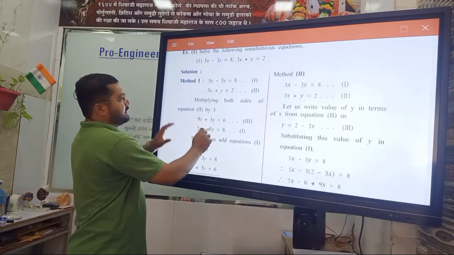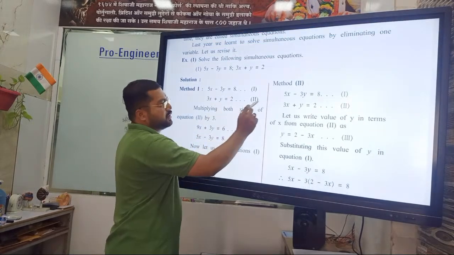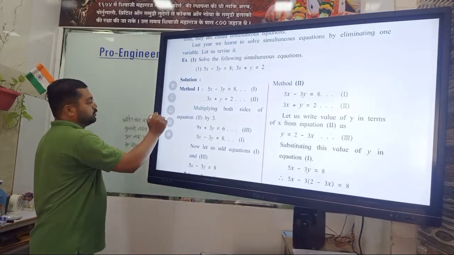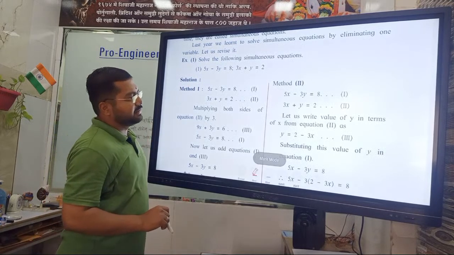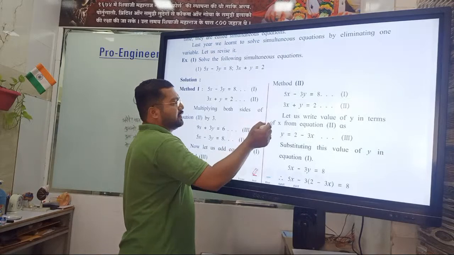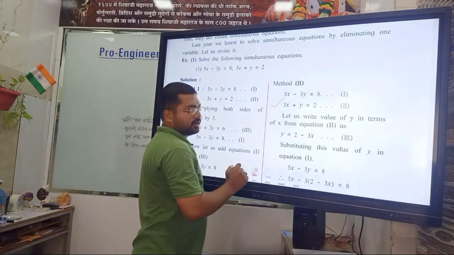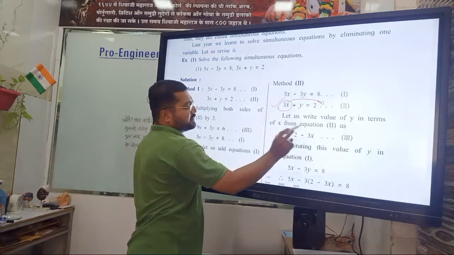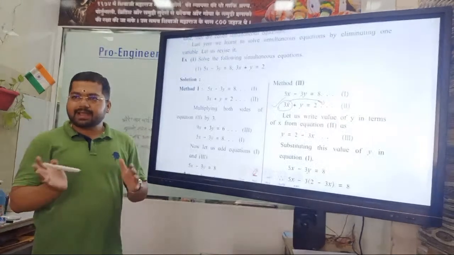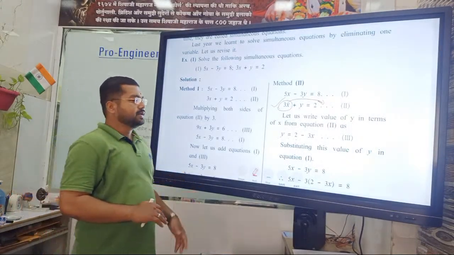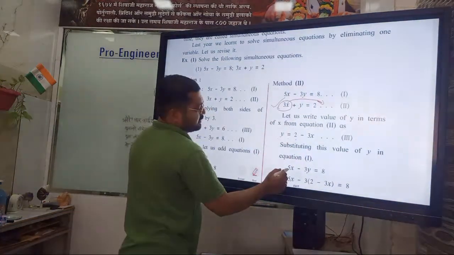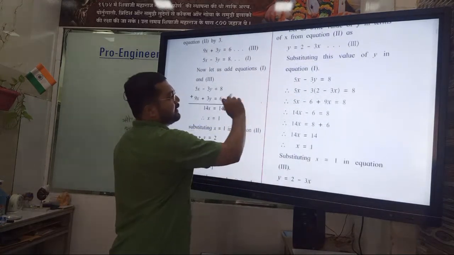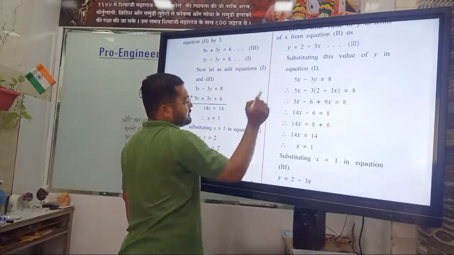As this was method 1, we have to understand method 2. So we have 5x plus 3y equals 8, 3x plus y equals 2. Let us write the value of y in terms of x. So we will rearrange this equation, right? This 3x will go on this side, so y is equal to 2 minus 3x. Now put that value of y into the other equation, right? So putting that value in the above equation 5x plus 3y equals 8, what will happen?